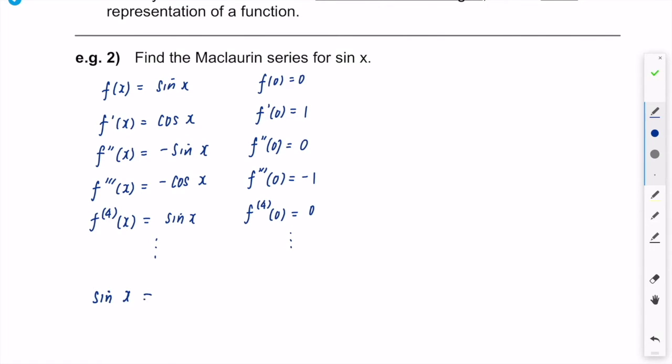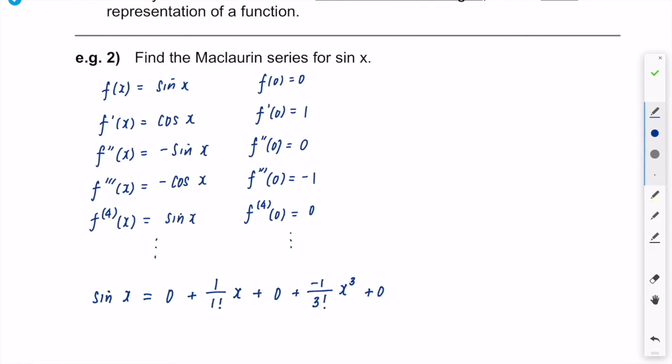Sine x is equal to, first term is 0. Second term is plus f prime of 0 over 1 factorial x to the power of 1, plus f double prime at 0, so that whole thing is 0, plus f triple prime of 0, so negative 1. This is my x cubed term, so this is going to be 3 factorial, plus 0.